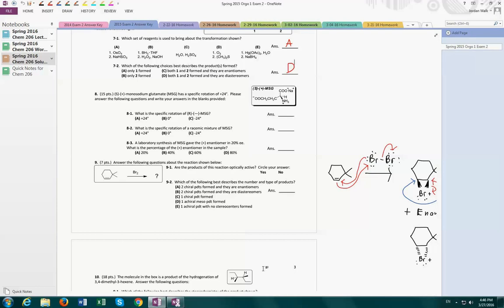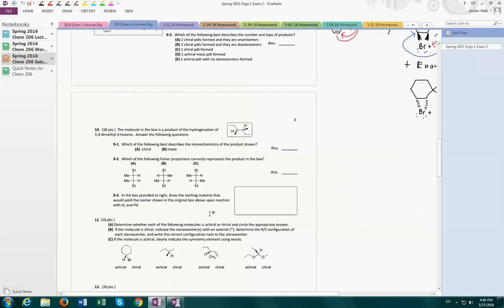Yeah. On number 15, the second one, it said there was a racemic mixture, but I thought it was chiral, so I don't understand how that can be.